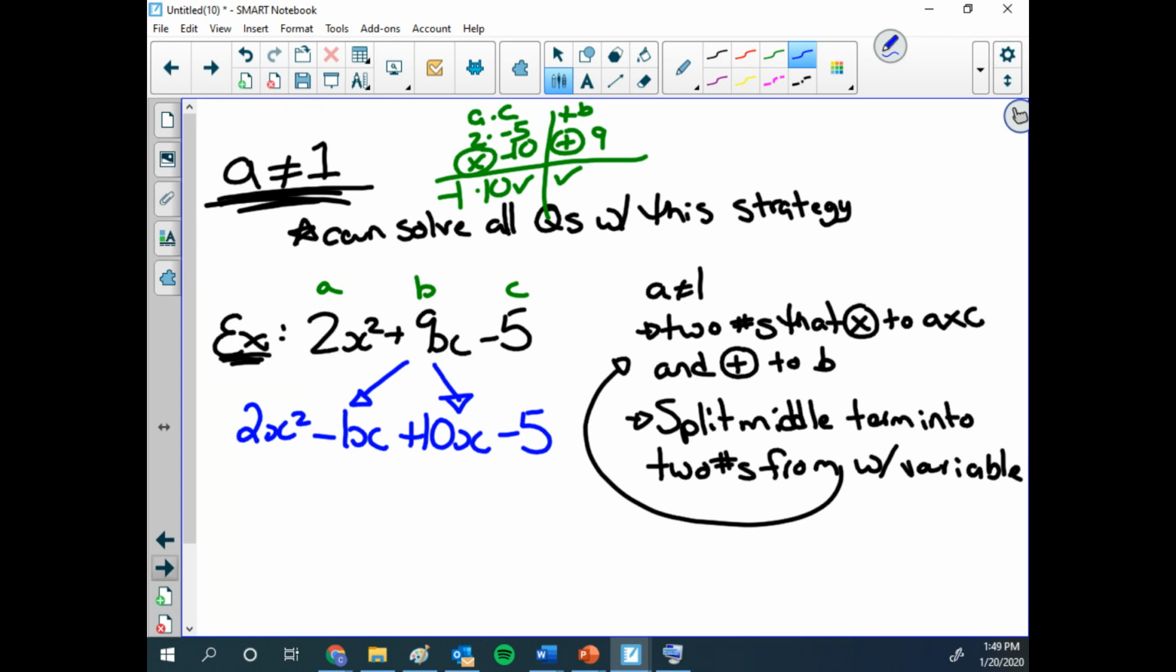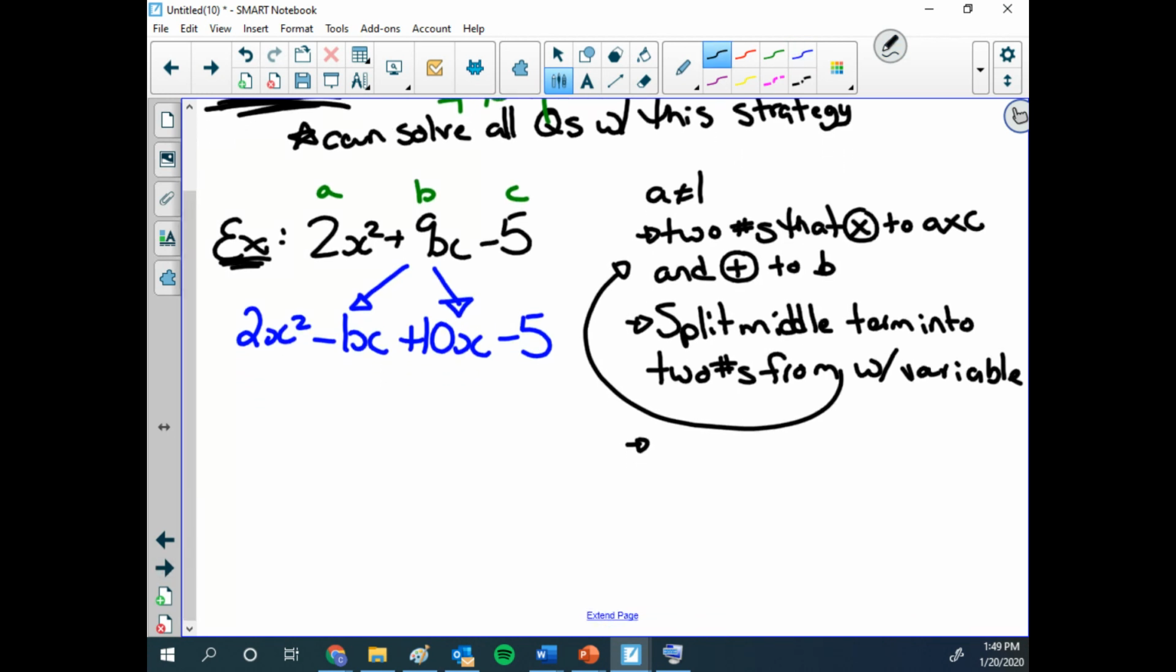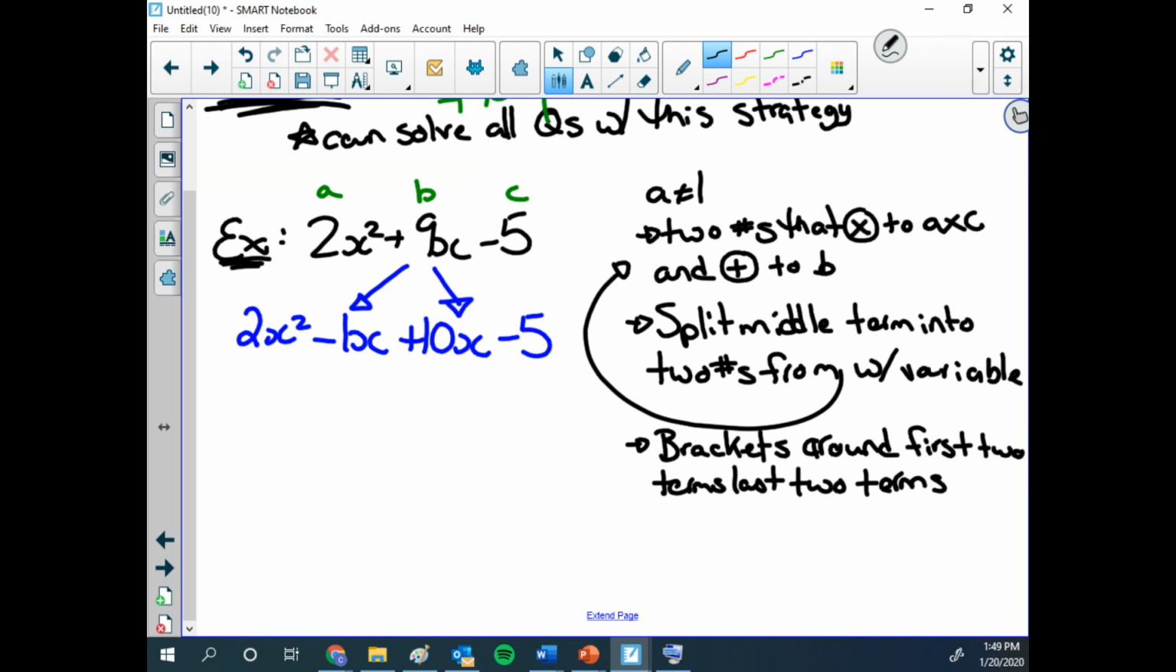Anybody remember what to do now? Before that, we need to put brackets around my first 2 terms, last 2 terms. So here I would put brackets around my first 2 terms, which is 2x squared minus 1x, and brackets around my last 2 terms.